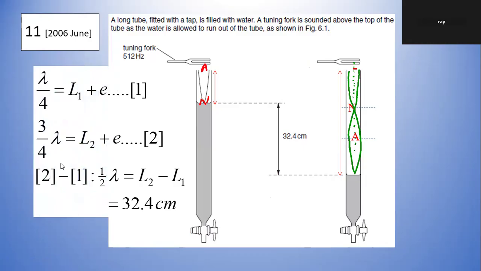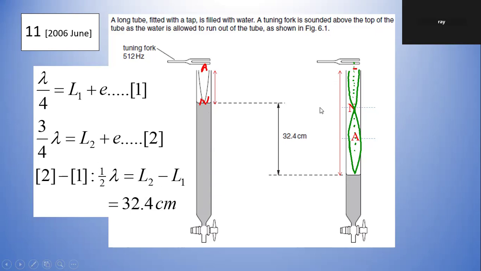So the node is at the surface. This is a closed end. The water surface is a closed end, so that's a node. Same here, there's a node here. You don't need to know all this calculation. You just need to know this is the same. So this is half lambda.